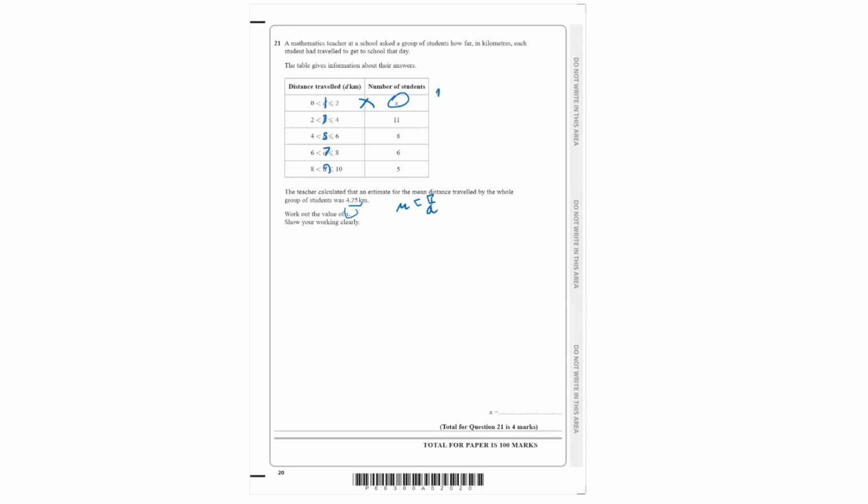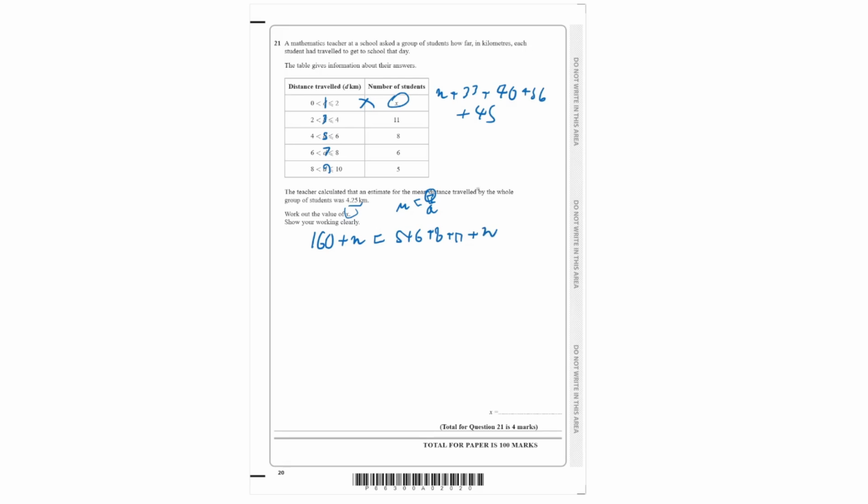So 1 times x is simply x. Now we add 3 times 11, that's 33. Then we add 5 times 8, which is 40. Then we add 7 times 6, which is 56. And 9 times 5, which is 45. That means 160 plus x is our total. Then we have to divide that by the total amount of students. So here, 5 plus 6 plus 8 plus 11 plus x, because we still don't know what x is.